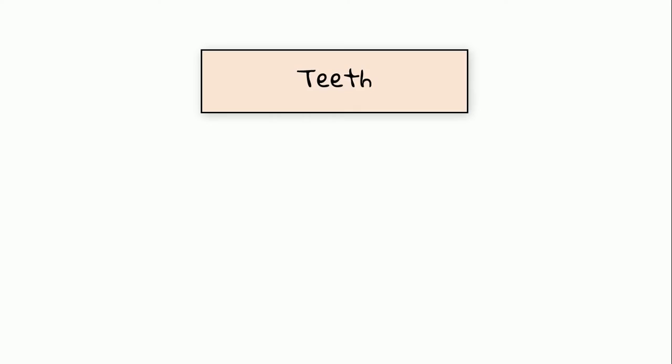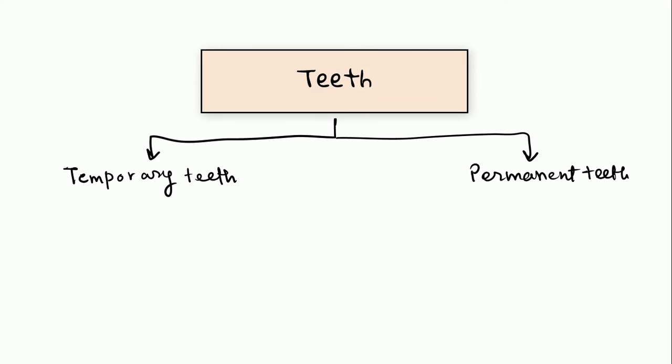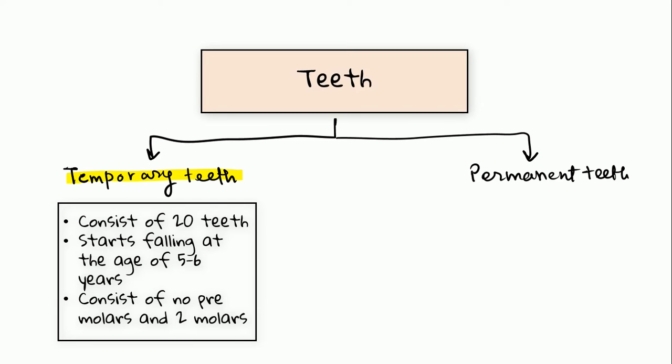Now starting from the mouth. The mouth consists of teeth, which is the main structure present in the mouth, and the teeth are the main thing responsible for cutting the food or tearing the food. These teeth are of two types, the temporary teeth and the permanent teeth. The temporary teeth consist of 20 teeth, and they start falling at the age of 5 to 6 years. It is the set of teeth which is present after the birth of a child.